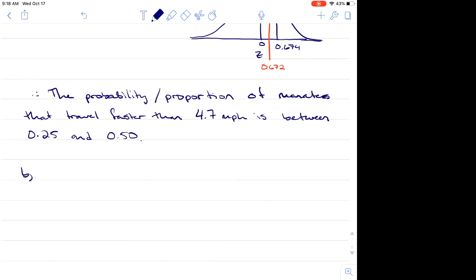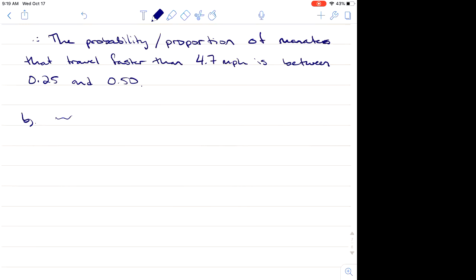I'll just crank out part B. What's the probability of a manatee that travels slower than 1 mile per hour? I'm going to leave that one because that's the exact same as part A, just slower than 1 mile per hour. We'll do part C. I'll fill it in before I post the notes. But part C, how slow do the slowest 15% of manatees travel?